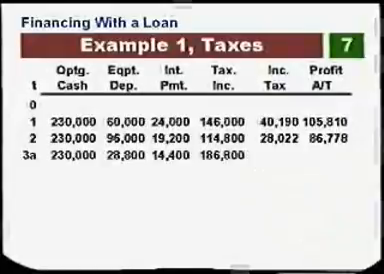In year 2, the computations are similar. The excess above $100,000 is $14,800. That's taxed at 39%. The other portion results in a tax of $22,250. That gives us the income tax of $28,022. Profit after tax, $86,778.